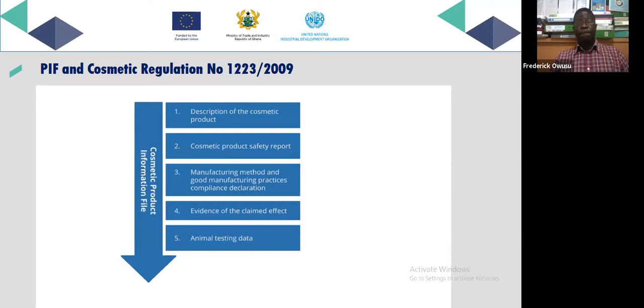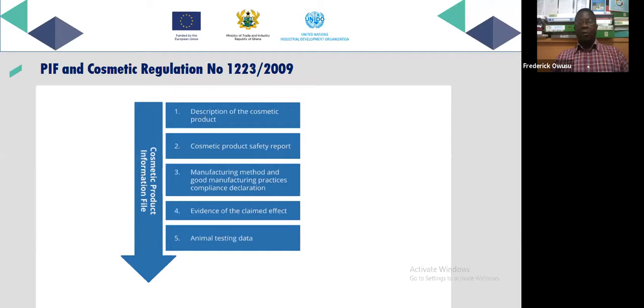ISO standard. And I said, if you've done a very comprehensive internal audit or any form of audit, you can use the result of your audit to claim that you comply with the requirements of the ISO 22716. That is your GMP. And the fourth part should give evidence of the claim effect. If you claim that your cosmetic can do A, B, C, D, there should be evidence to back that claim.